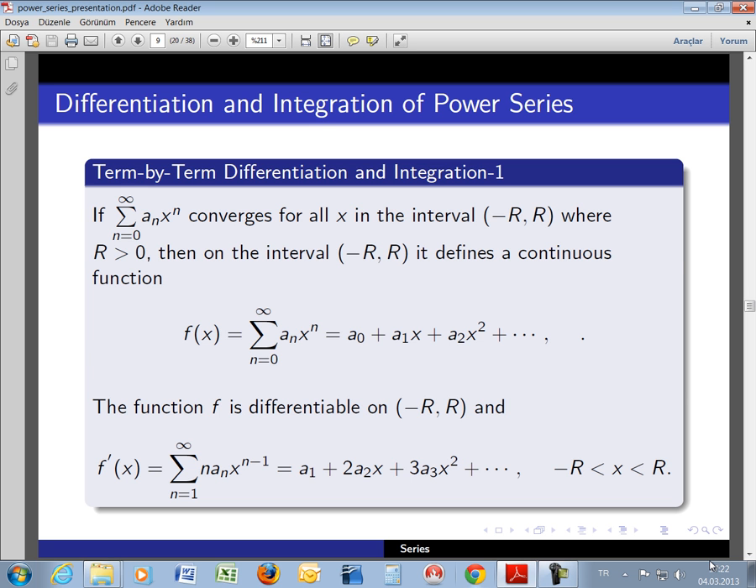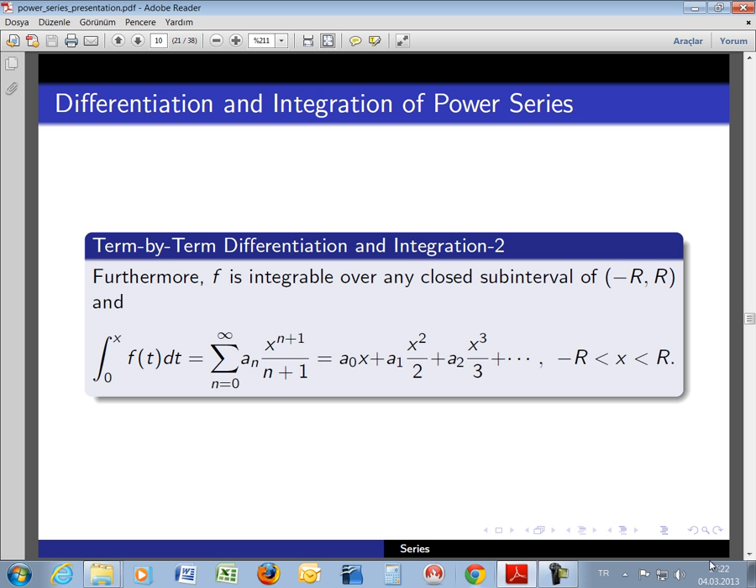But furthermore, we can say that this function in fact is integrable on the interval from 0 to x. Again, this is term by term integration, where we obtain a new power series, from 0 to infinity of a_n times x to the power n plus 1 over n plus 1.